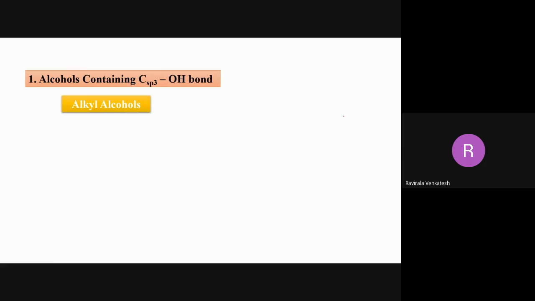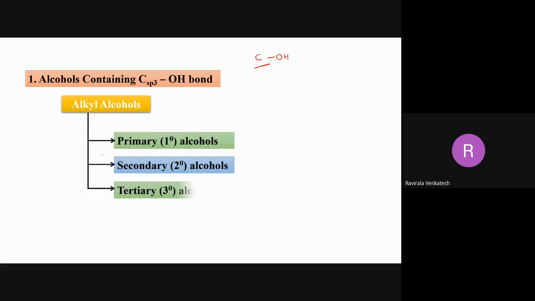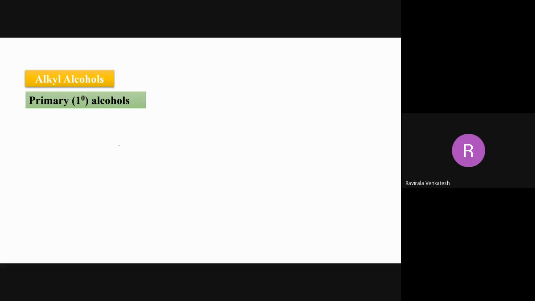Whenever OH is bonded to an sp3 carbon, we get primary, secondary and tertiary alcohols, just like primary alkyl halide, secondary alkyl halide and tertiary alkyl halide. Now what is a primary alcohol? Very simple: the OH-bonded carbon is bonded to one carbon or no carbons. Even CH3OH comes under primary alcohol only.